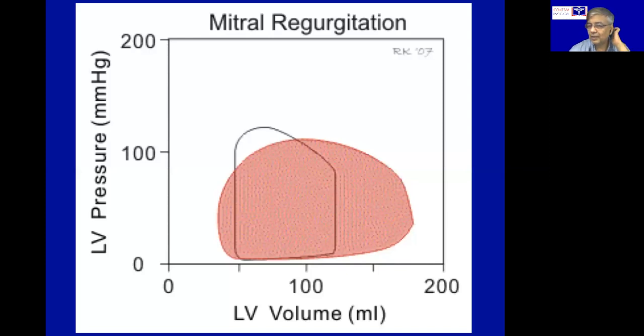So when you look at the pressure volume loops of the left ventricle in mitral regurgitation, this is a normal pressure volume loop.